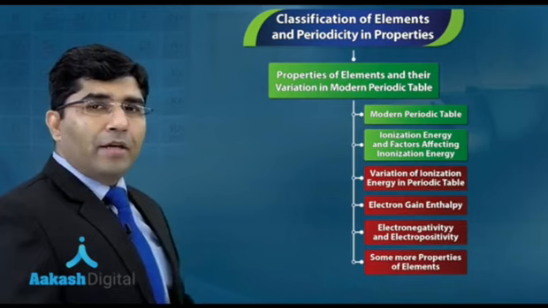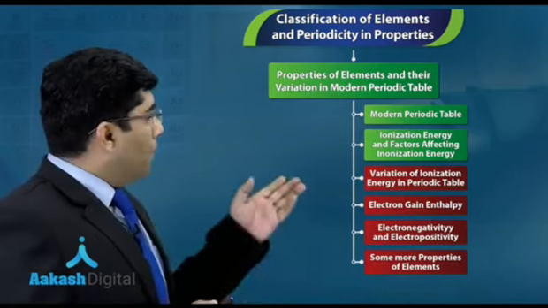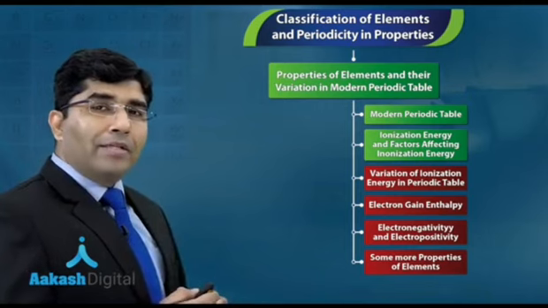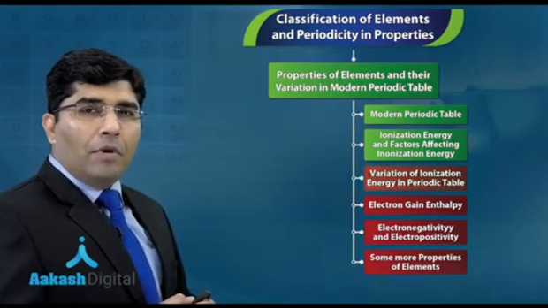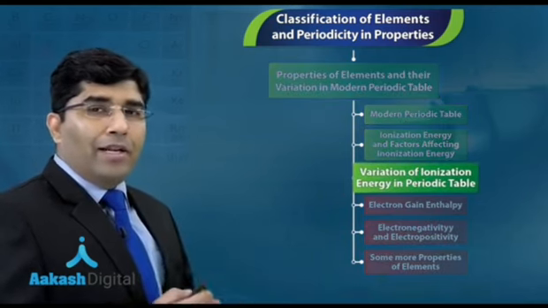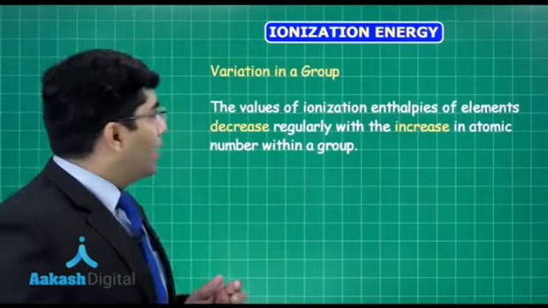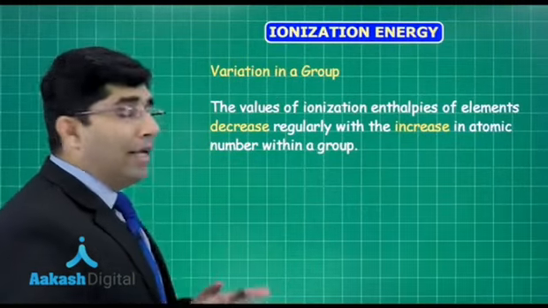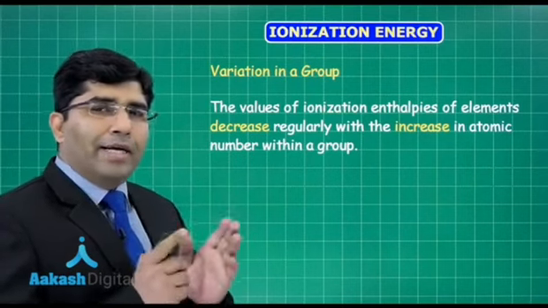So friends, in this lecture we have discussed the atomic radius, ionization energy, and factors affecting the ionization energy. Now we are going to discuss the variation of the ionization energy in the group and the period. Let's start with the variation in the group. As we go down the group, ionization energy decreases.